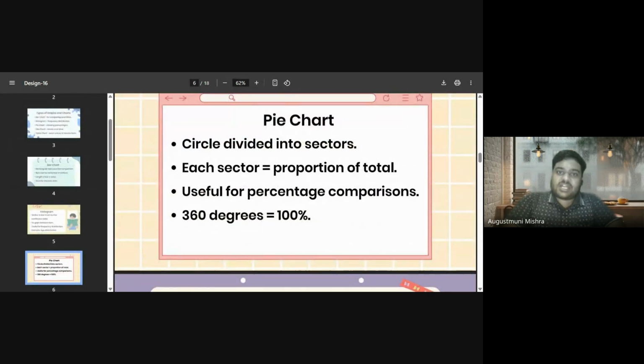What is a pie chart? I think I have discussed this also, but you have to keep in mind that the whole circle is 360 degrees. In some cases that equals 100%. In some questions you will use 360 degrees divided by the particular part to solve that question. So keep in your mind that 360 degrees equals 100%.